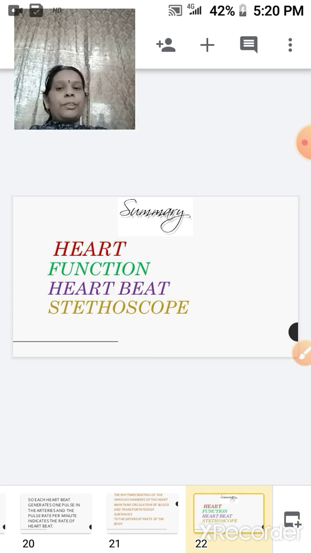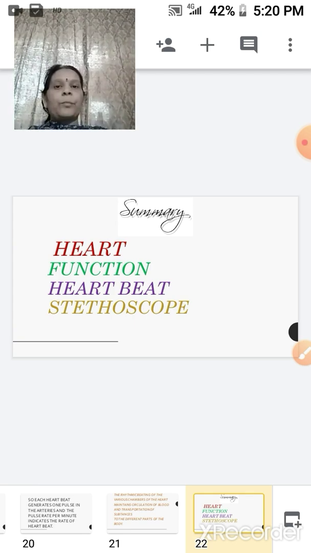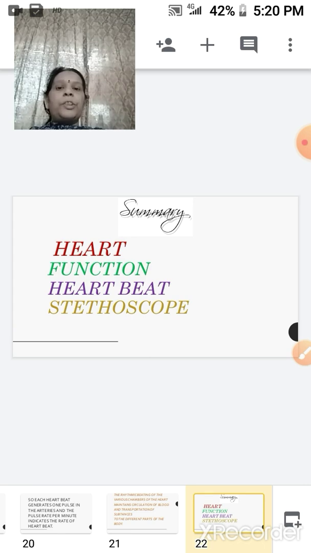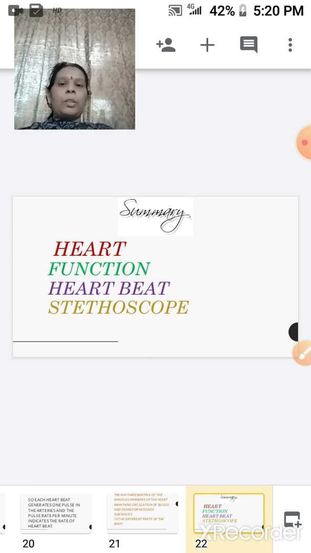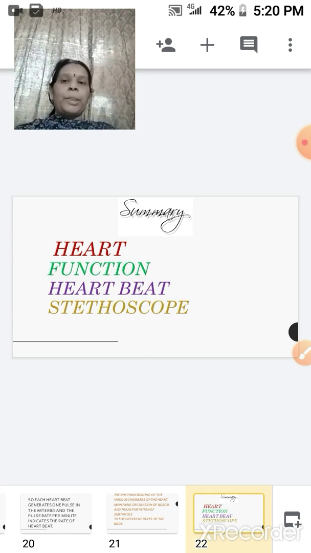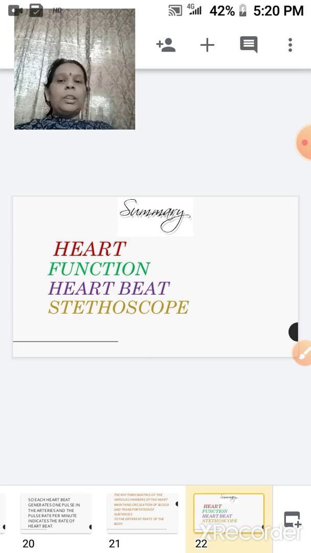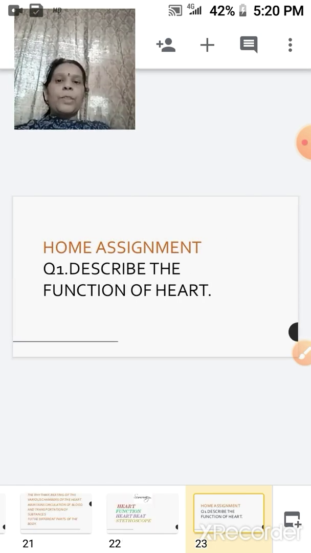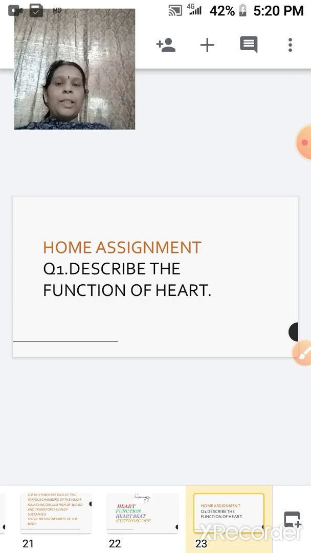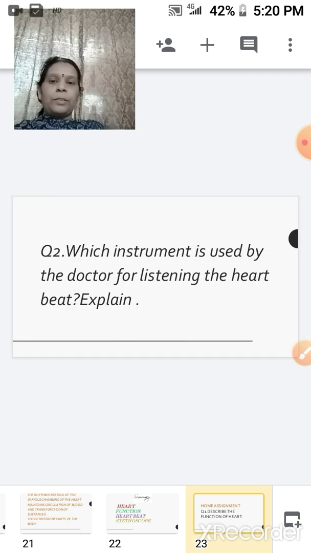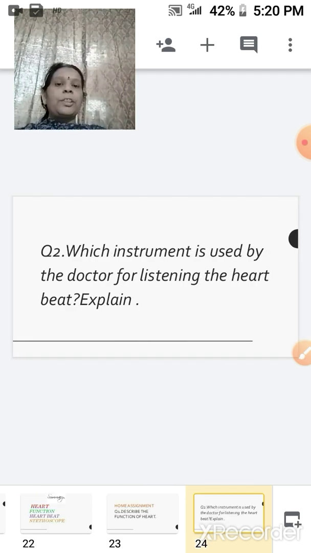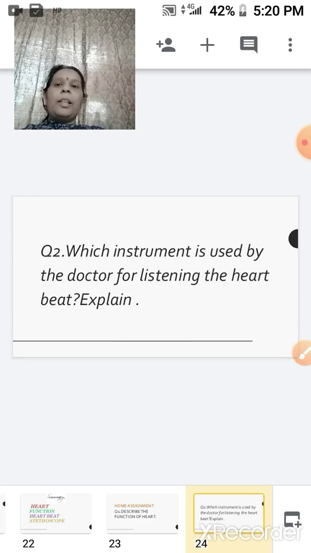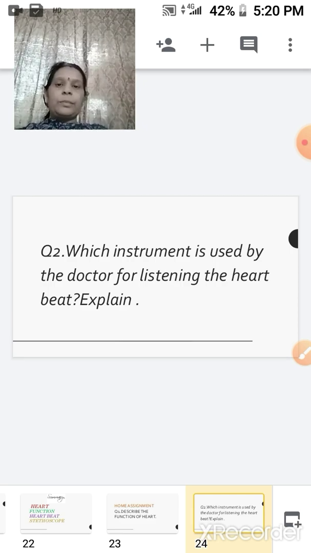So children, we studied about the heart and its function, we talked about the heartbeat, and also about the instrument carried by the doctor, that is the stethoscope. I hope it is clear. So, questions for you as a home assignment. First, describe the function of the heart. Second, which instrument is used by the doctor for listening to the heartbeat, and you have to explain about it.